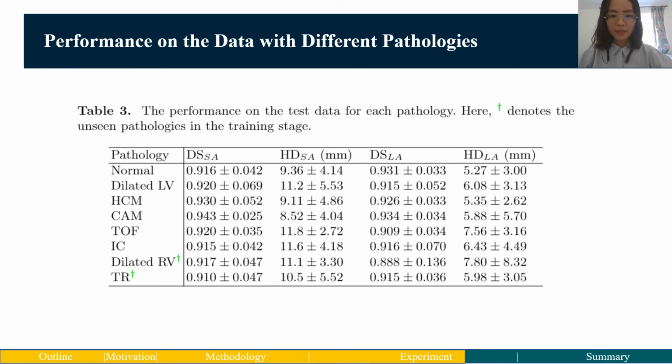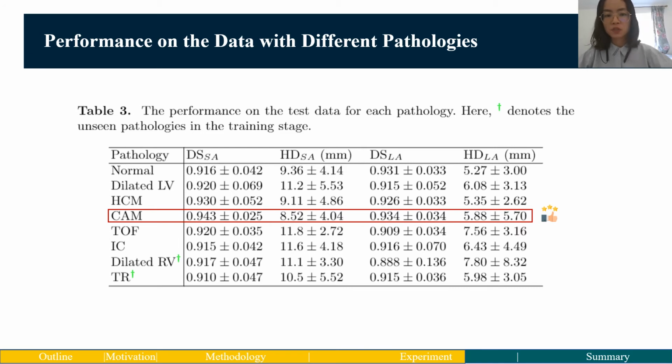To investigate the generalization ability of our model, we compared the performance on data with different pathologies. One can see that the best performance was obtained on the subjects with the CAM, though the most number of the training data is from normal subjects. It may indicate that the accuracy of each pathology did not solely rely on the number of training data.